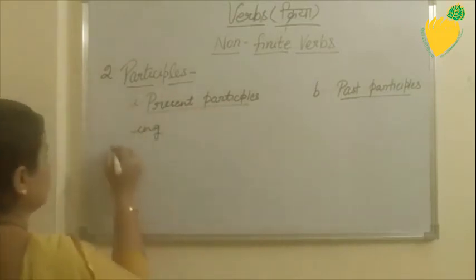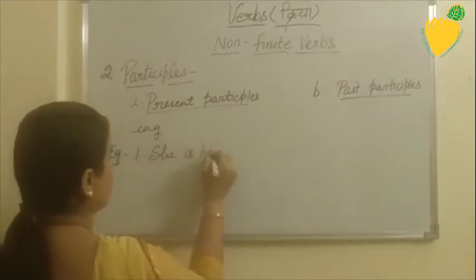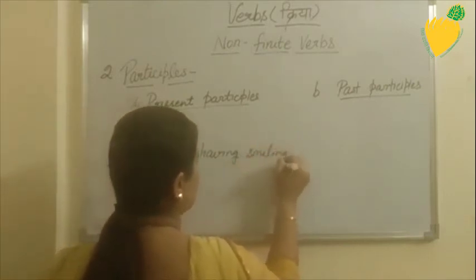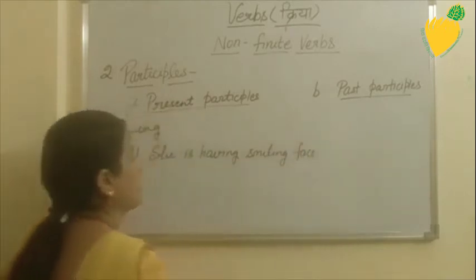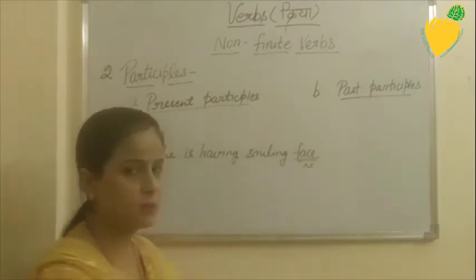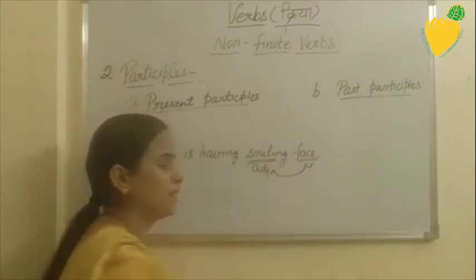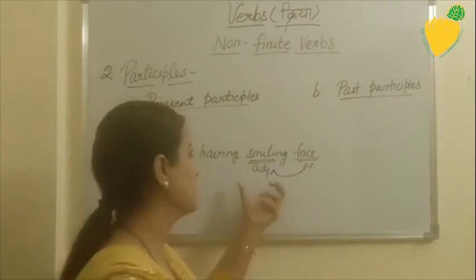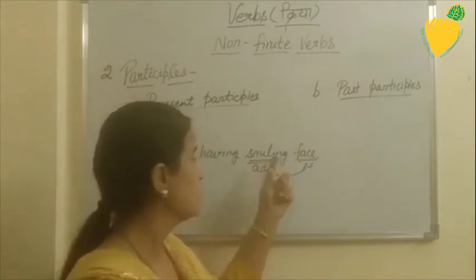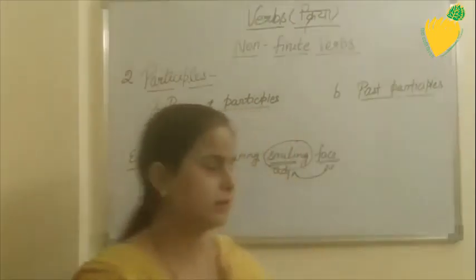Look at the sentences. She is having smiling face. Now in this sentence, face is the noun and smiling is coming before noun, so smiling is an adjective, but exactly smile is a verb. So in this sentence, smile is a verb which is performing as an adjective in the sentence, so smiling is present participle.